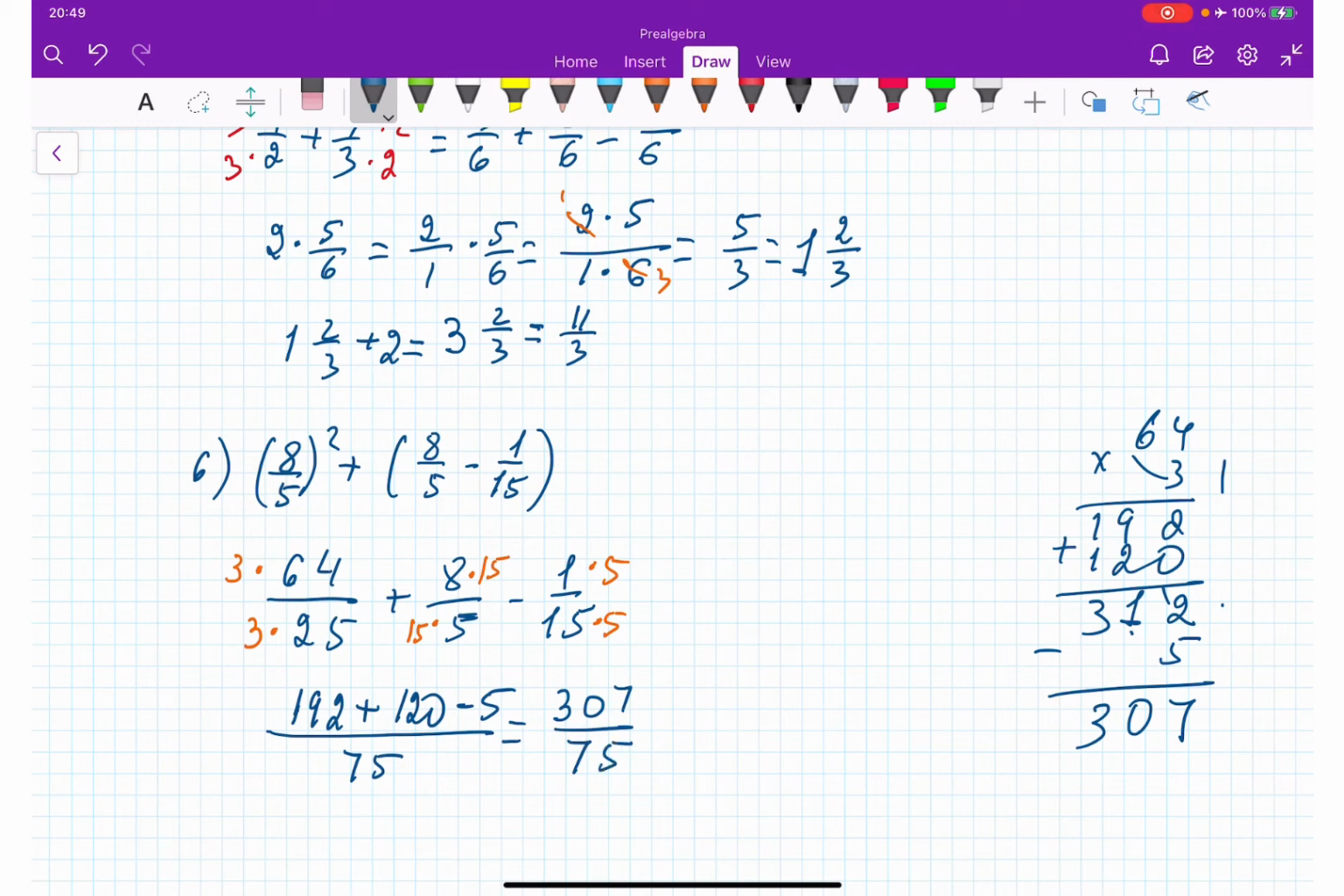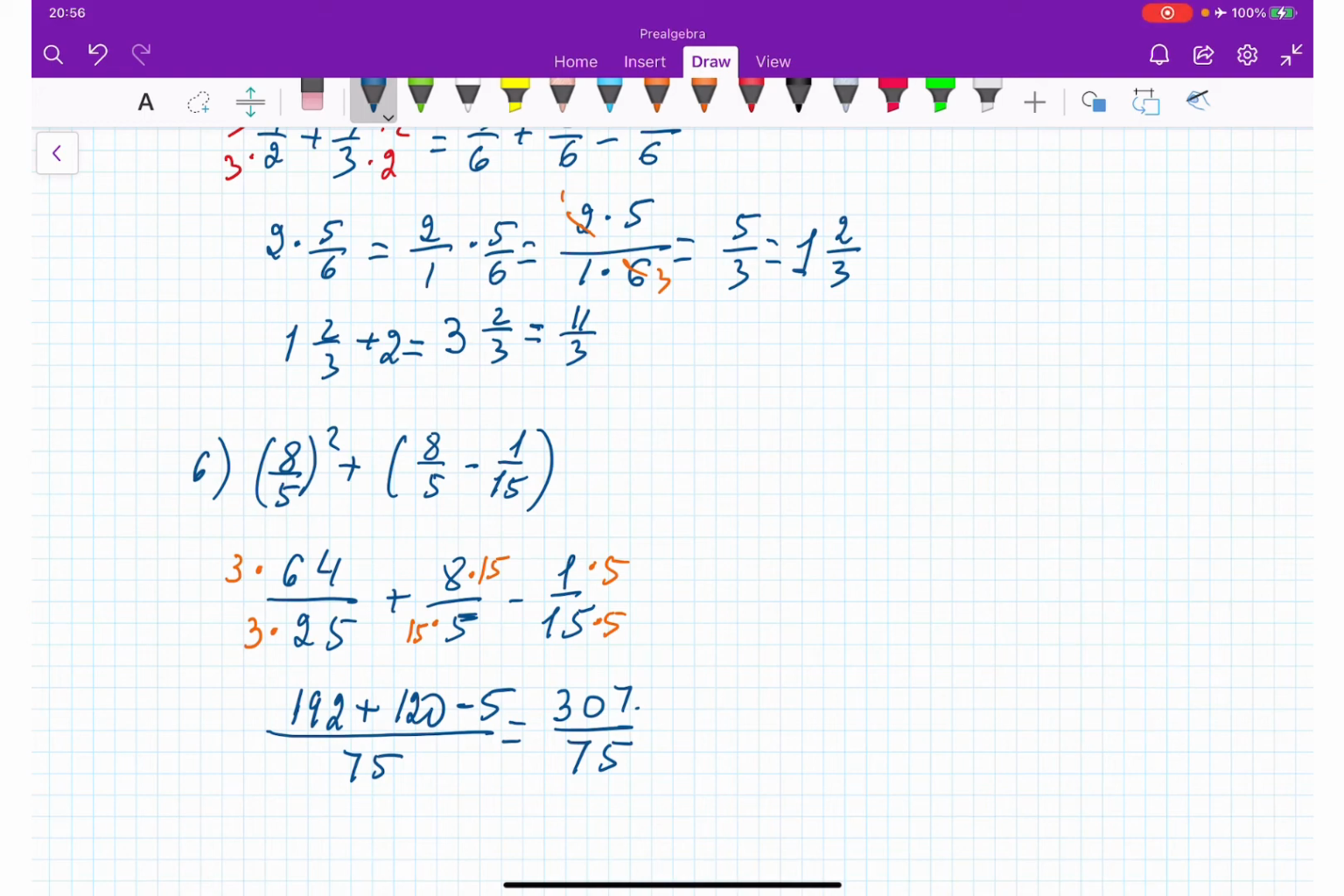Well, let's see if we can simplify, divide both of them by 3. 3 plus 7 is 10. It's not divisible by 3. Okay, that means I can't reduce by 3. So this is going to stay as my answer. Question number 7.